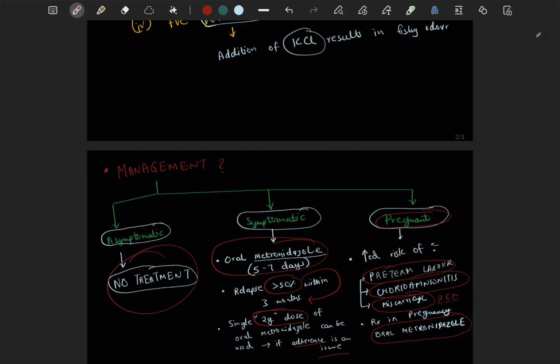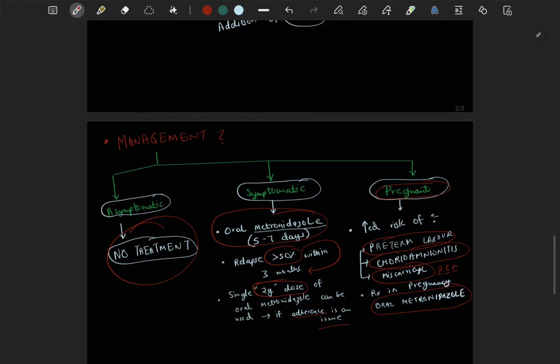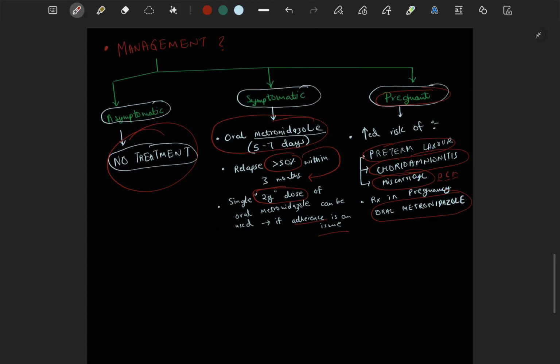Next, in pregnant women bacterial vaginosis may cause PCM. What is PCM? Physics, chemistry, maths. Nah, I'm just kidding, I'm just being silly here. It's preterm labor, chorioamnionitis, and miscarriage. The treatment is the same for symptomatic and asymptomatic: we give oral metronidazole.